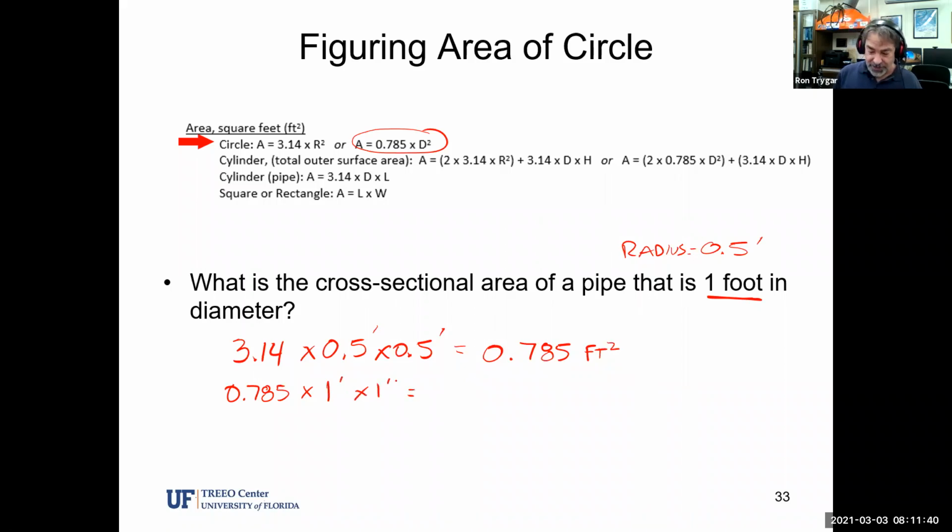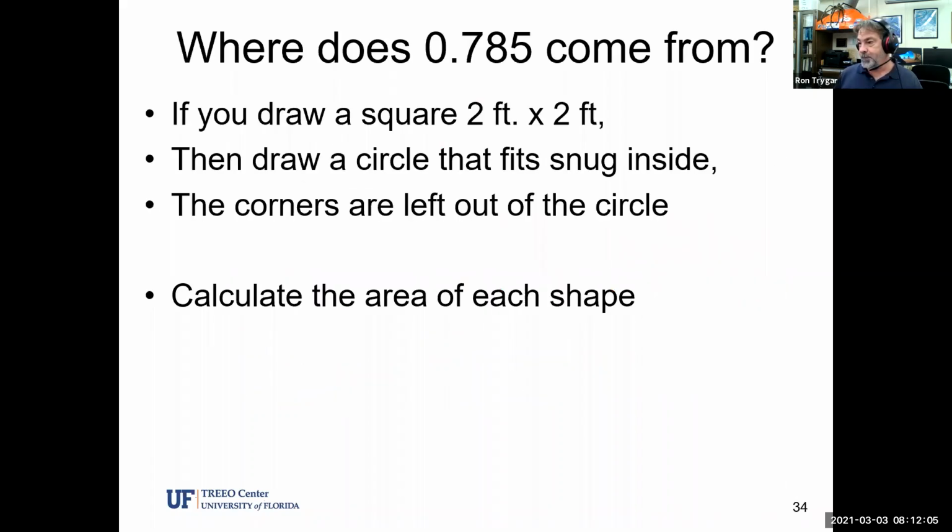So on your calculator, you take 0.785 times 1 foot, and I get, guess what? I get 0.785 feet squared. Remember, there are 2 units there that have foot units next to them, so it's square feet. So 0.785 square feet for either one is the opening of a 12-inch diameter pipe.